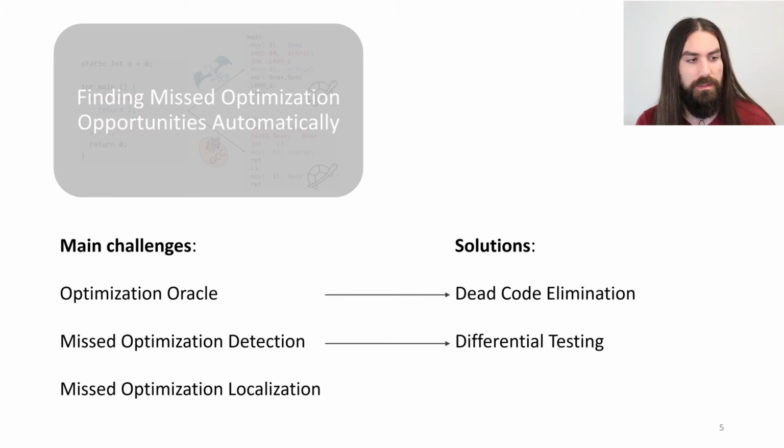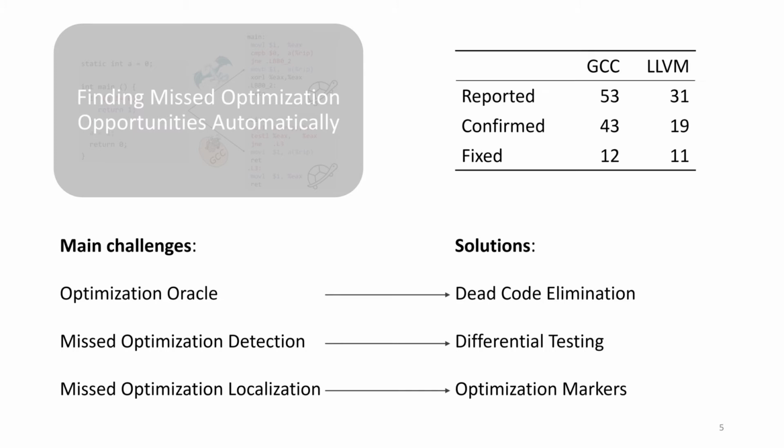The third challenge was that even if we actually detect that an optimization has been missed, we must also be able to localize it in the exact part of the source code that is affected, such that we can reduce the test case and have something that is actionable and understandable. For that, we introduced the concept of optimization markers. Using this approach, we reported more than 80 such performance bugs, most of which have been confirmed and a quarter of which have already been fixed.